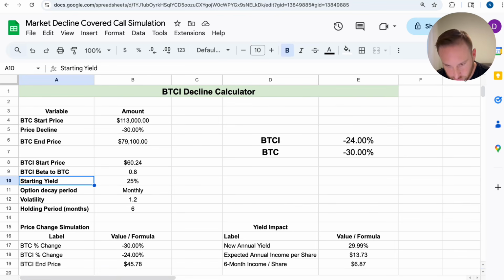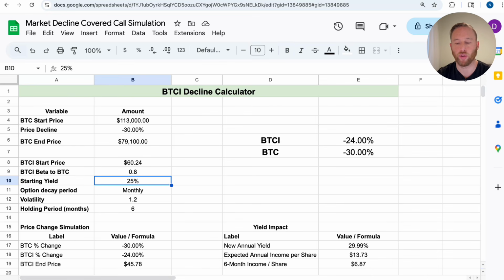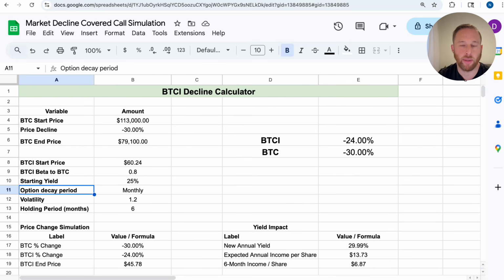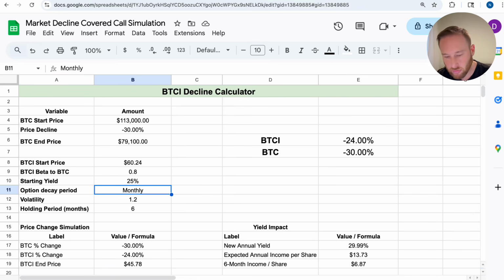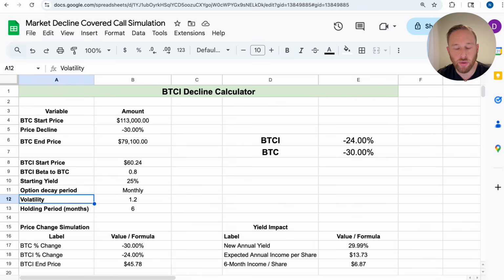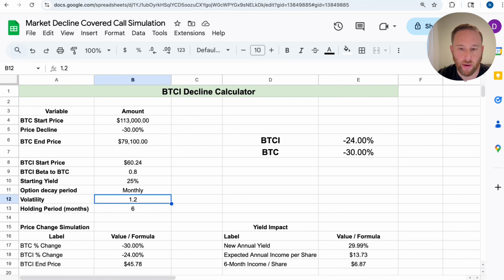beta. All right. So our starting yield for BTCI is right around 24, 25%. The option periods, it's a monthly decay. All right. And the volatility that we do see with BTCI and BTC, and that affects its option premium, it's about 20% vol. Okay. And that's also something you can look up. But on average, every month, you see about a 20% volatility as it relates to BTC. So that's something that also will affect its premiums, the volatility per month. Okay. And we've assumed a holding period of 6 months for this negative 30% decline.